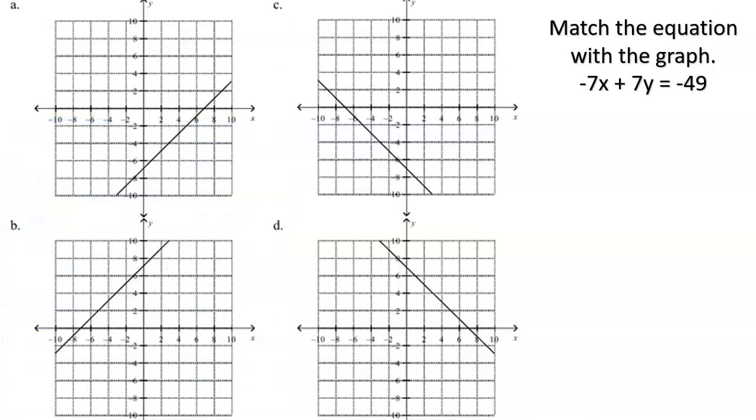All right, match the equation with the graph. Negative 7x plus 7y equals negative 49. So this is one where you're having to put 2 of these concepts together. You have to first change this equation to slope-intercept form, then find the graph that matches. Go ahead and pause your screen now and give it a try.